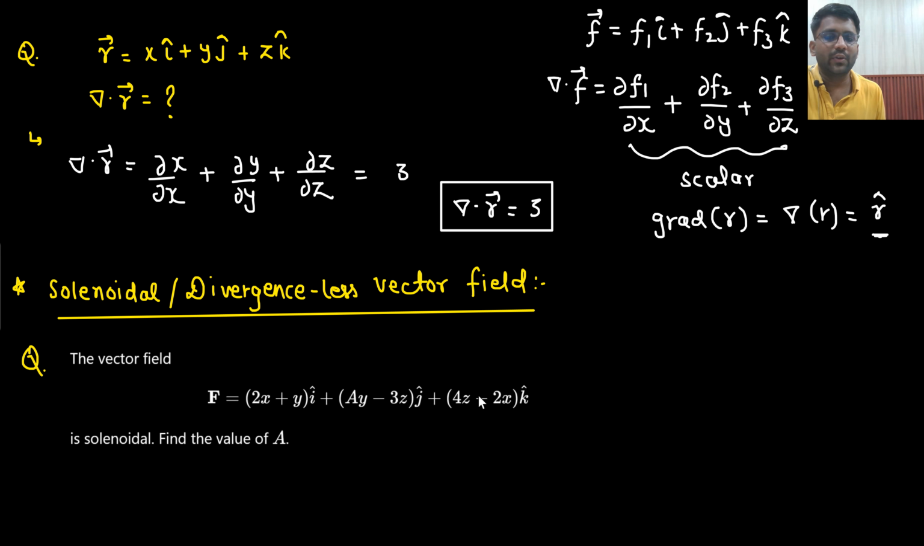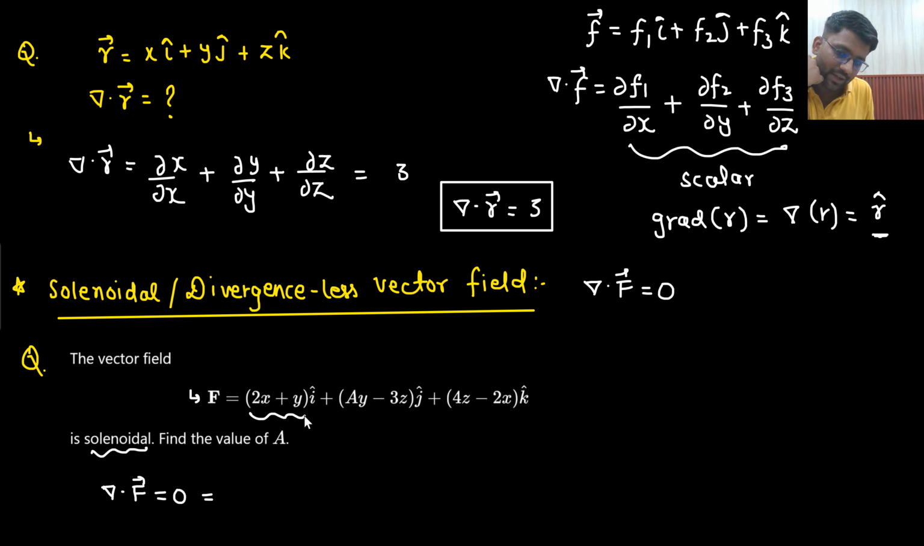What is the meaning of a solenoidal or divergence-less vector field? Let's say there is a vector field F and I am saying it is divergence-less, or solenoidal. What does that mean? That means del dot F would be 0. If I am saying this vector field F is divergence-less, then del dot F here is nothing but 0. So you need to calculate del dot F.